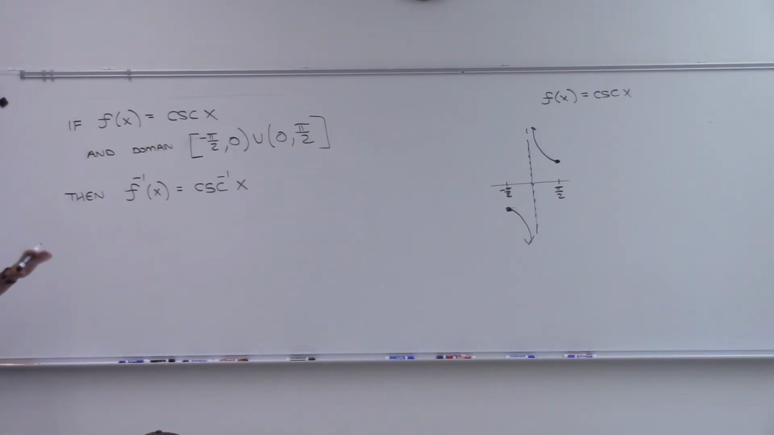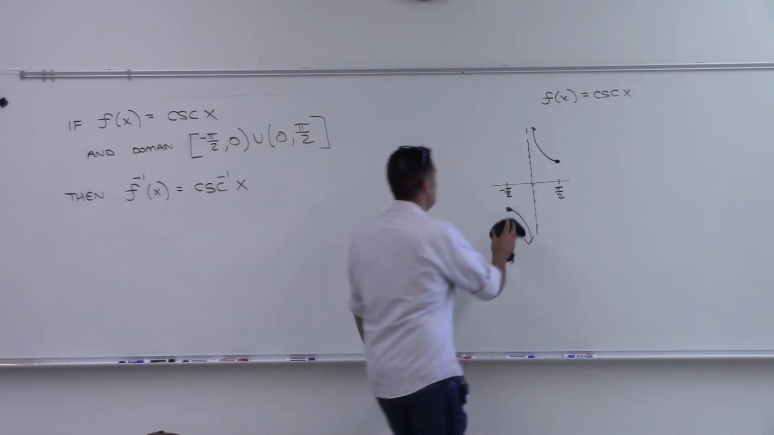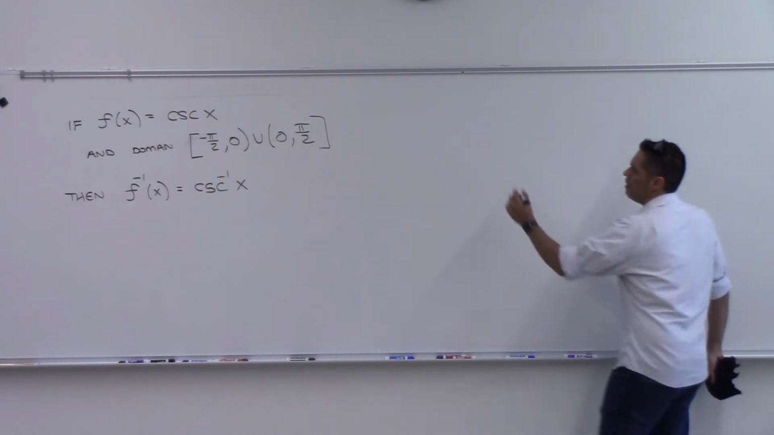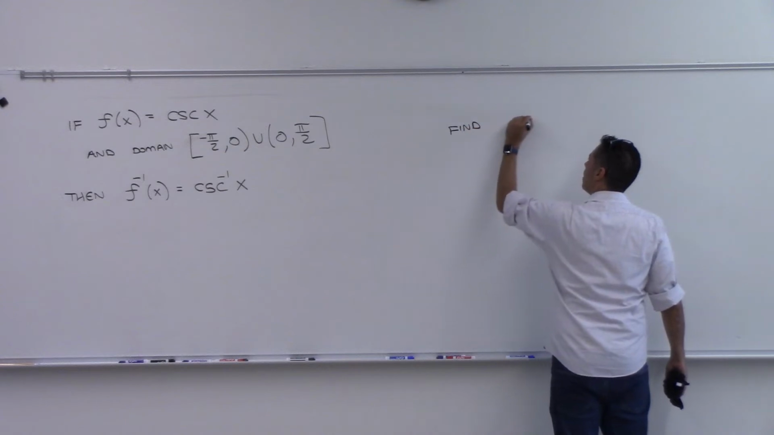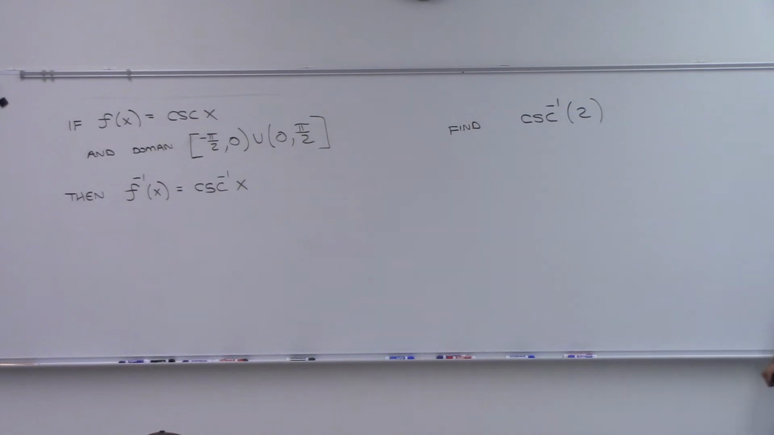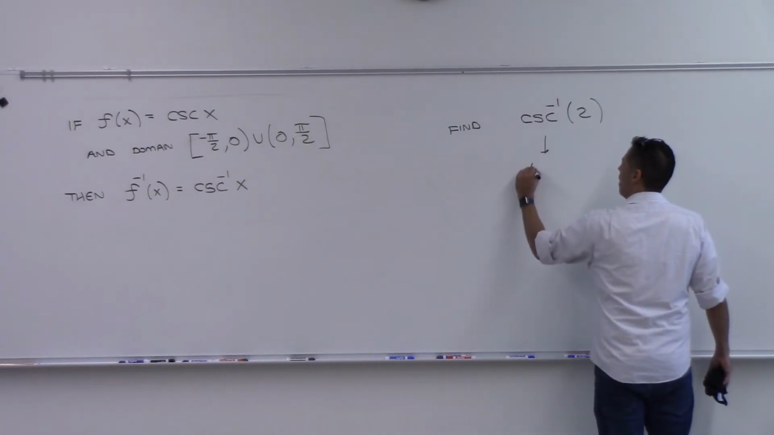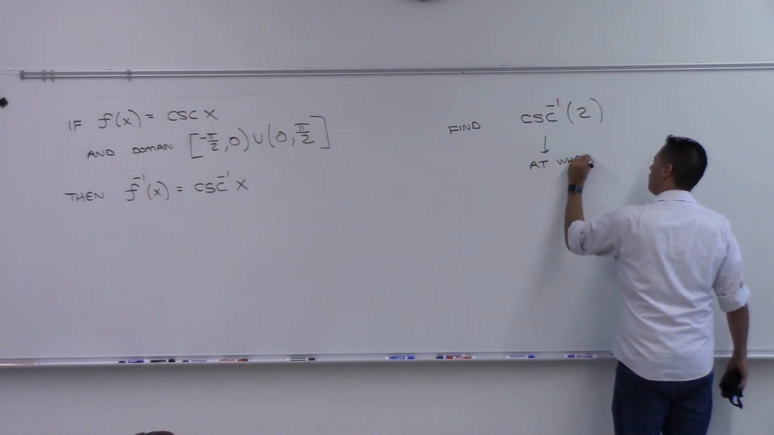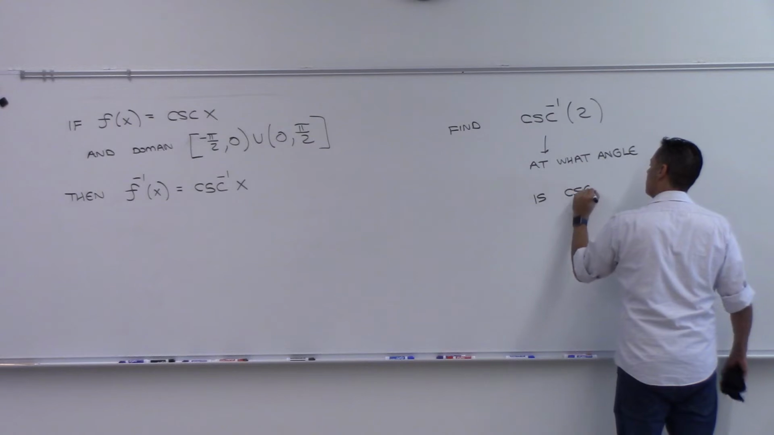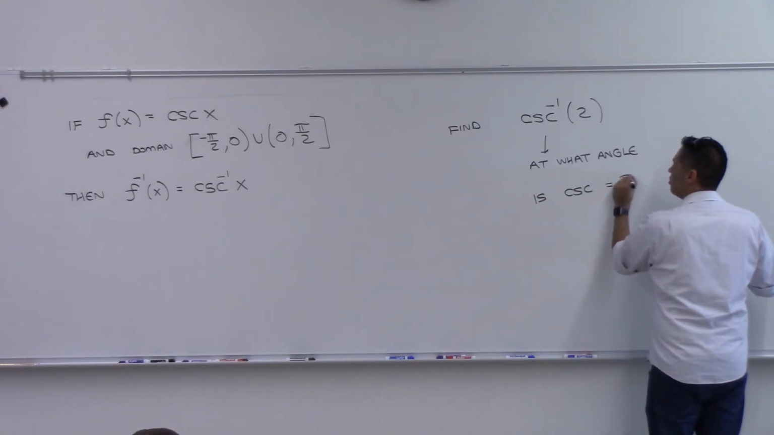Let's do a problem where I ask you for cosecant of something, and then you can see this really isn't as bad as it may look right now. So if I ask us to find cosecant inverse of 2, what this is really saying to you is this: at what angle is cosecant equal to 2?